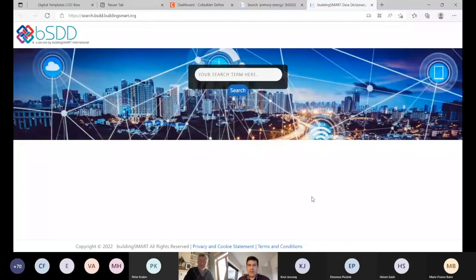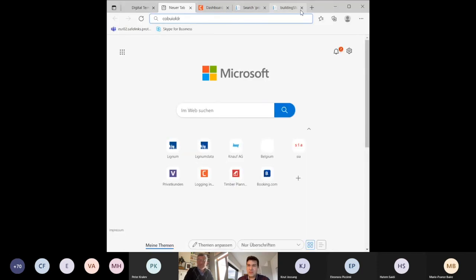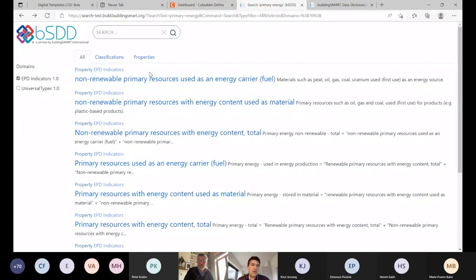Maybe at last I can show you that we work on the integration of EPD data in the Building Smart Data Dictionary. I hope I find it now. I cannot switch it. Okay, I have to do that. So you see here in the preview, in the test environment, we have now integrated these indicators of EN 15804. That was work done by the Building Smart International Product Room, and now it is there to use in a test environment. Thank you very much.